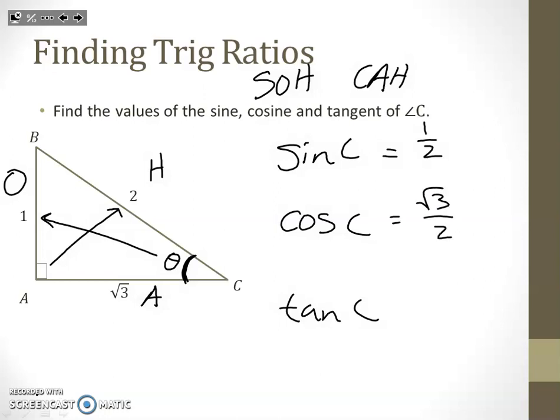And then my last one would be TOA, tangent. That's my TOA. So opposite over adjacent. Now there's one special trick for this. Do you guys remember when we dealt with square roots that we cannot have square roots on the bottom of a fraction? Okay? So I have a square root of 3 down there.